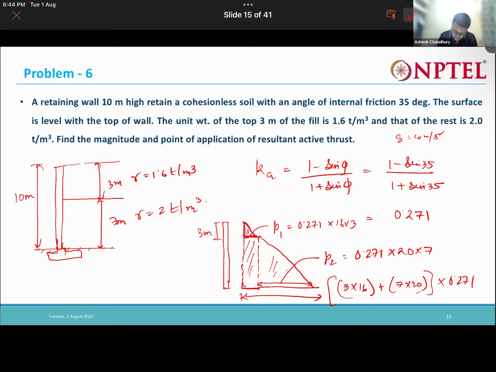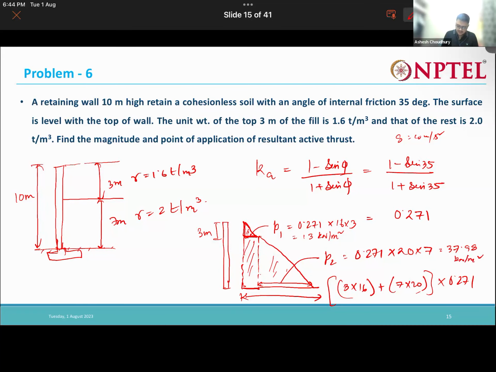So what is 0.271 into 16 into 3? It is 13, and 0.271 into 20 into 7 will give us 37.98.